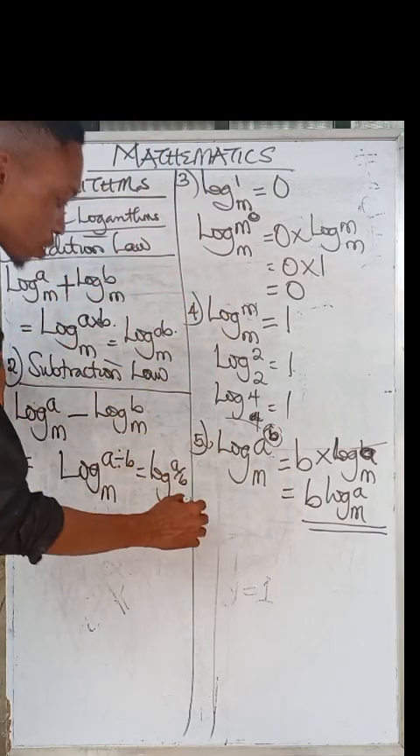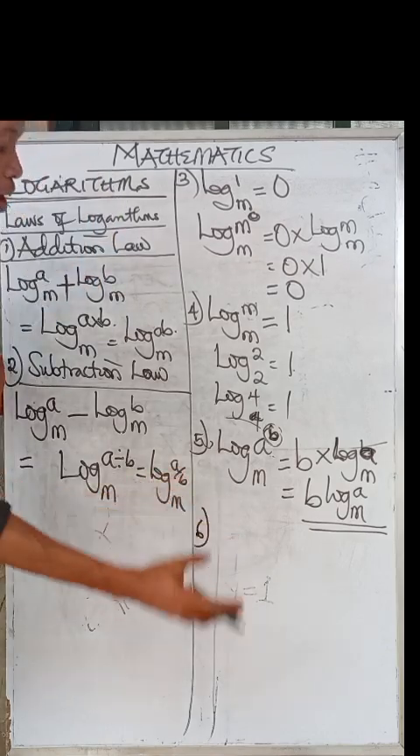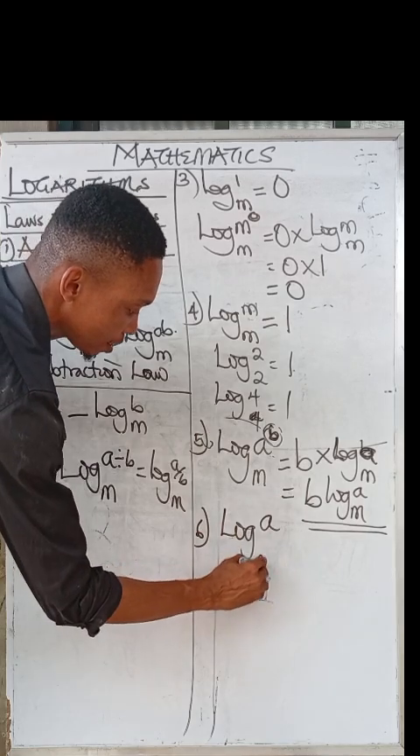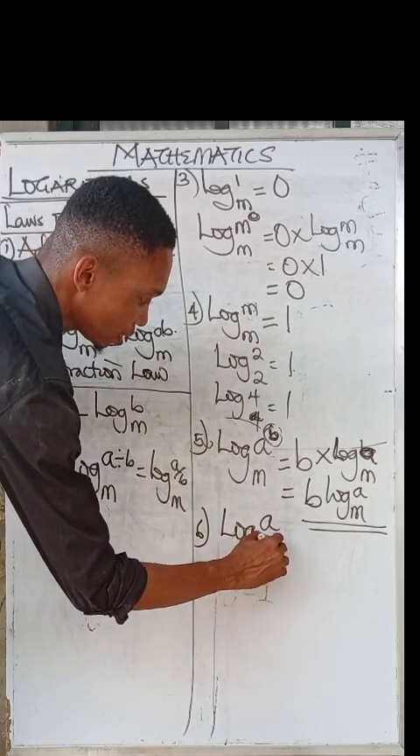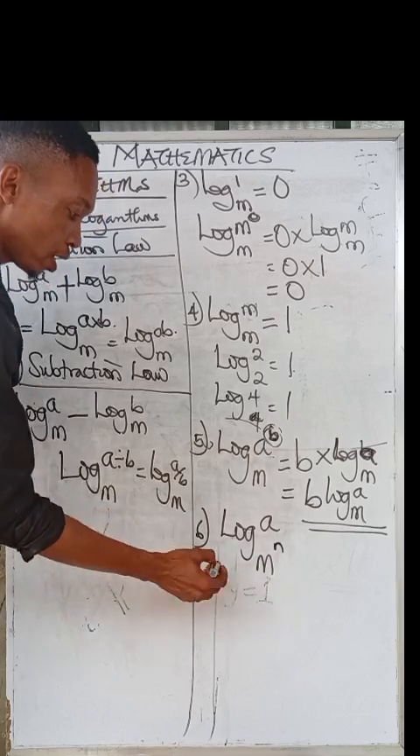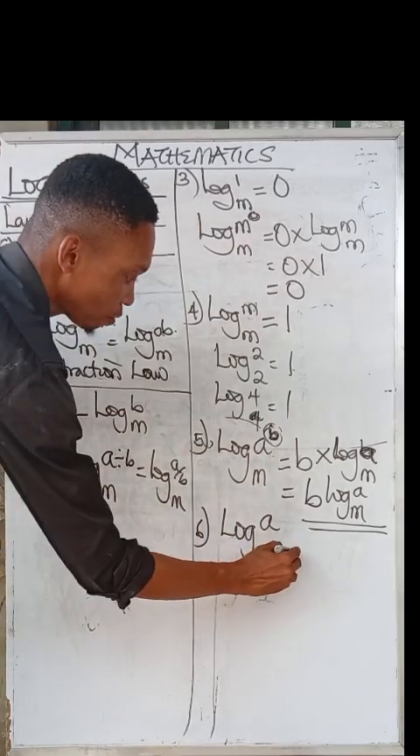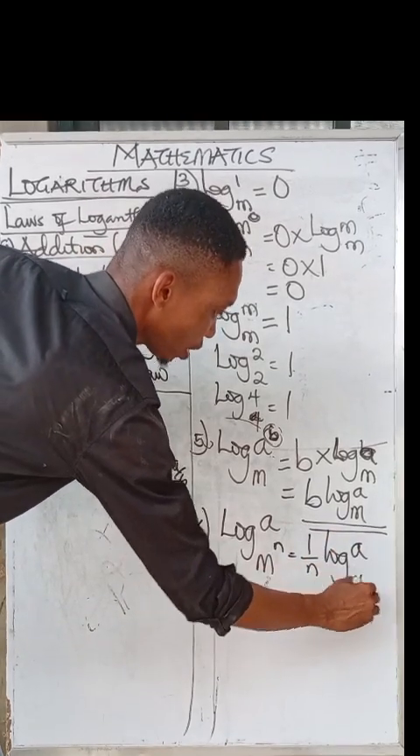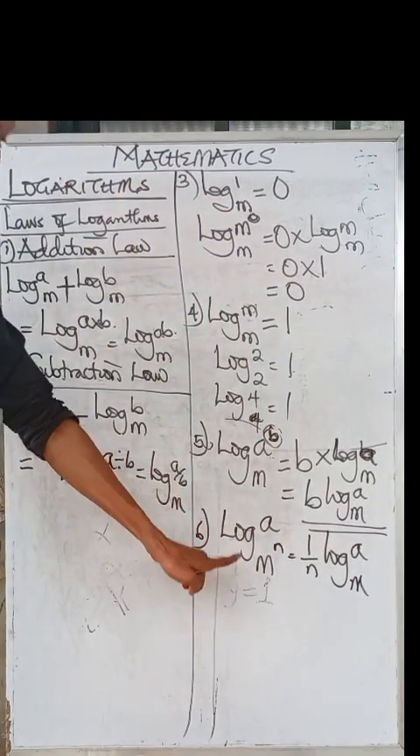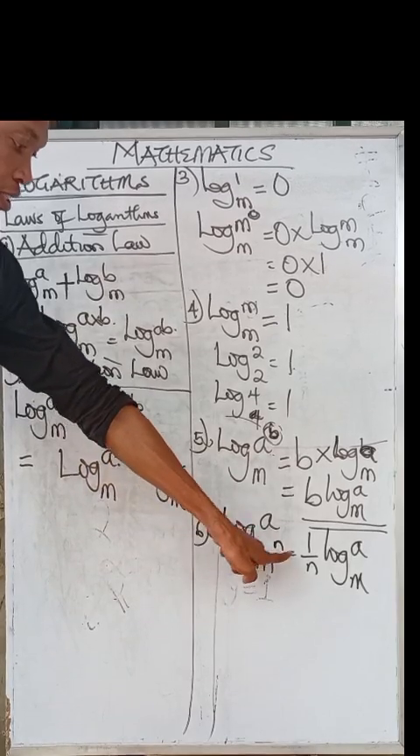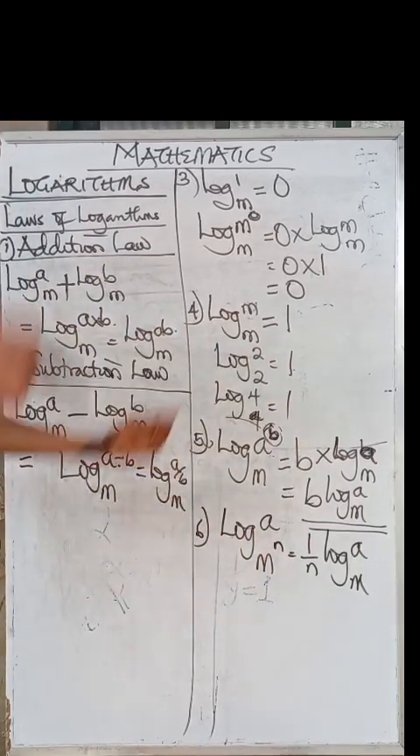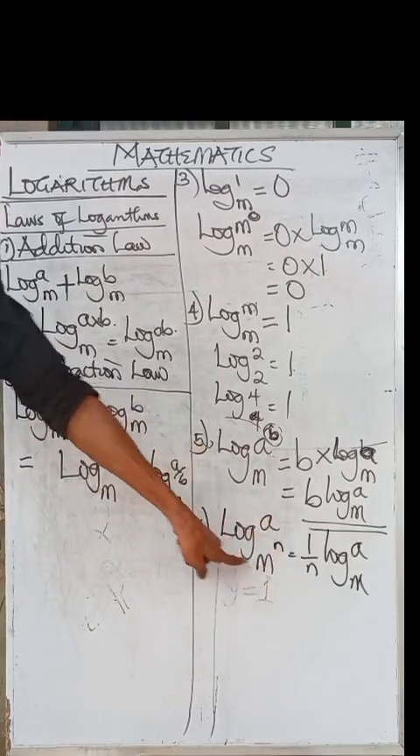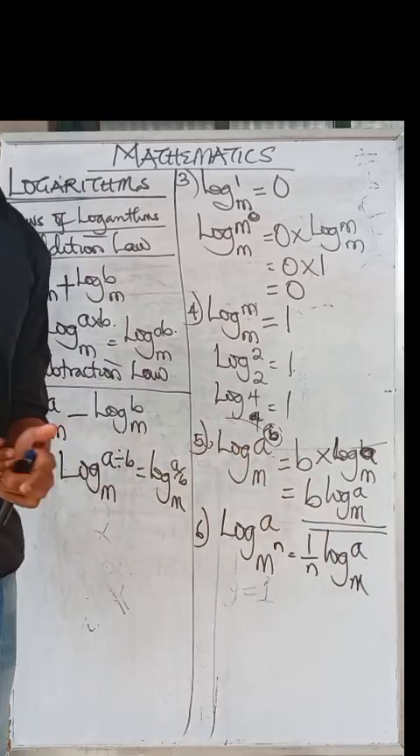Let's just quickly talk about one of the last laws, which is if you now have the power in the base. So if you have log a and the power is now at the base n, if this power is multiplying the log, it comes as an inverse. So you have 1 over n log a base m. If you have log a base n, and the power is in the base, then the power multiplies the log, but comes as an inverse of it. So n is the same as n over 1. The inverse of n over 1 is 1 over n. 1 over n will multiply the log. So you have 1 over n log a base n.